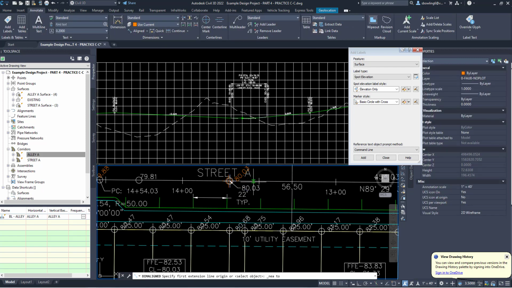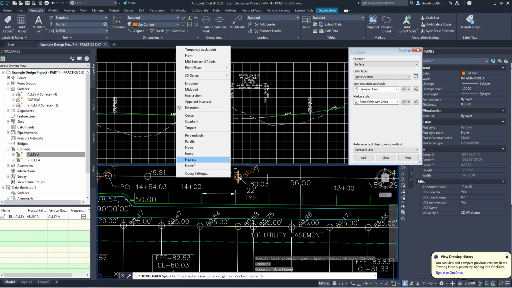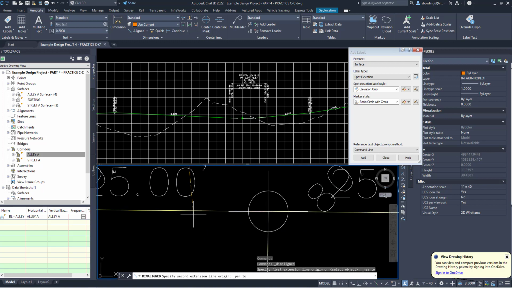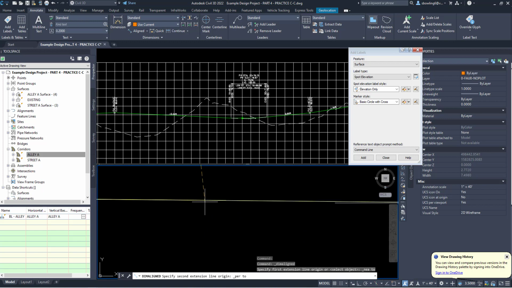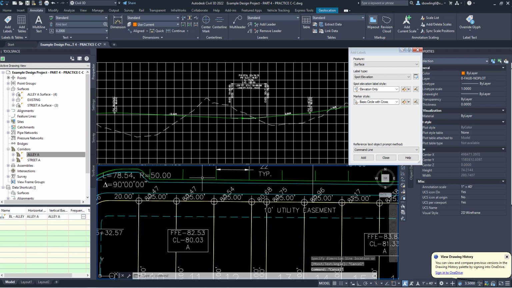nearest, perpendicular. All right, it should be 17.5. I must have a bad snap. 17.5 feet, unless I just have a bad line in there. Let's check to make sure that this is 31. Nearest and perpendicular. Yep, 31.5.